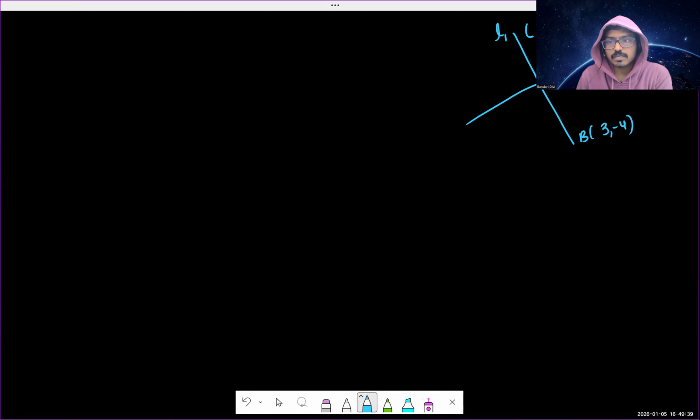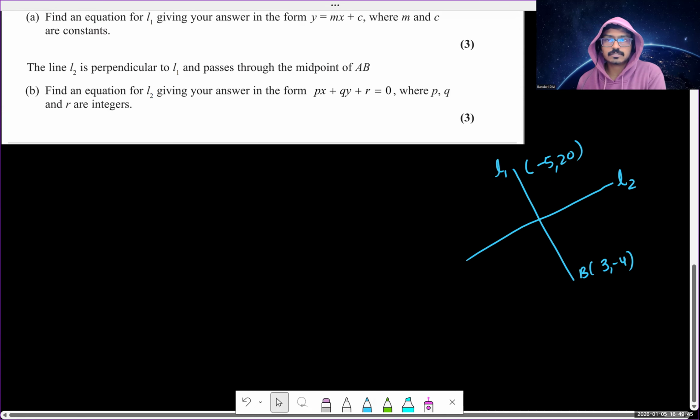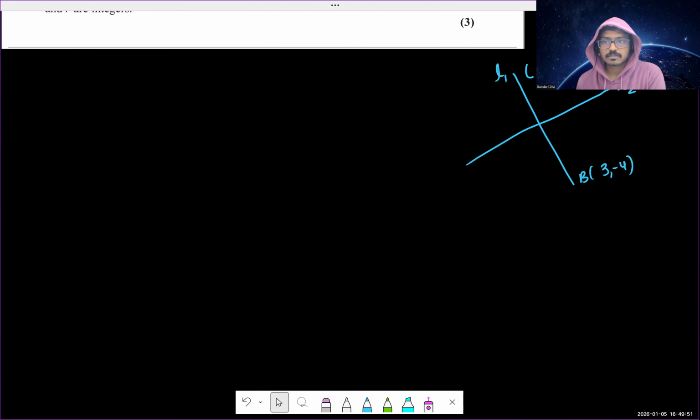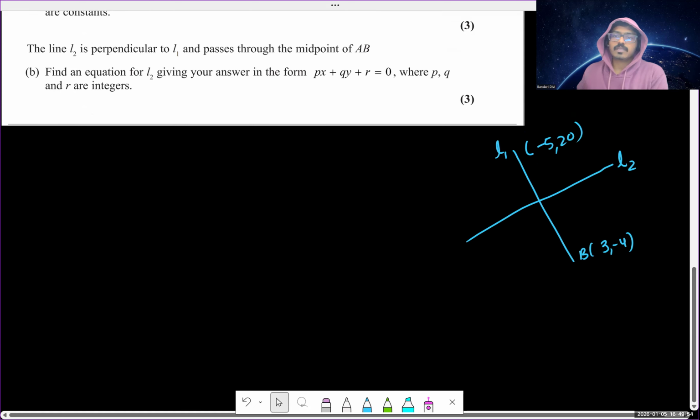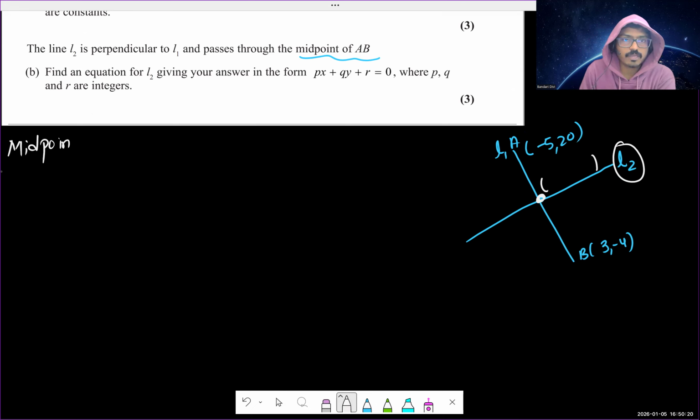Now, using the given coordinates, okay, let me scroll down. So sorry about that. Okay, so we have our line L1, and the midpoint of this line we can find using the midpoint formula. So we can find the midpoint of AB. If this is our A and this is our B, the midpoint of this would be L. So this is our midpoint. Let us find the coordinates of the midpoint, and then we can find the equation of this line L2. So what would be our midpoint?